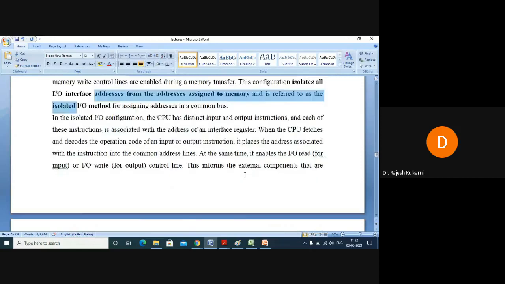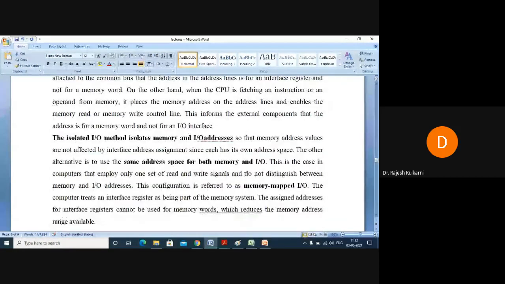Now, let us look at here. The isolated IO method isolates memory and IO addresses. Then you highlight this. Why? Because memory address values should not get affected by the interface unit addresses, which has its own address space.